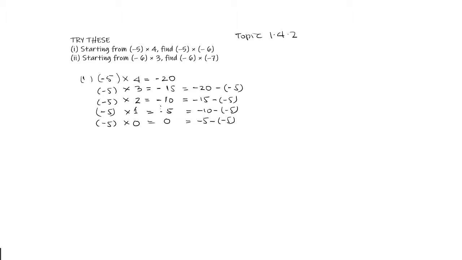Now following the pattern 4, then 3, then 2, then 1, then 0, I have to multiply minus 5 by minus 1. So what I get here, following the pattern, if I add 5 to this, I am going to get 5 here. And this comes, we take 0 minus minus 5.